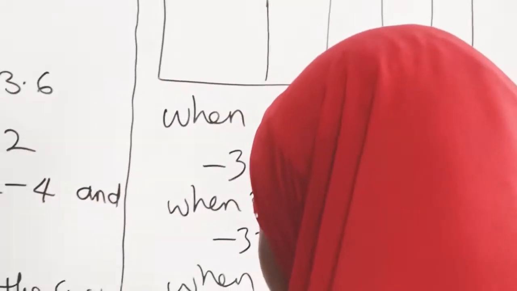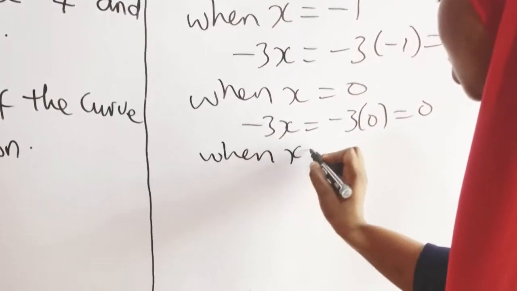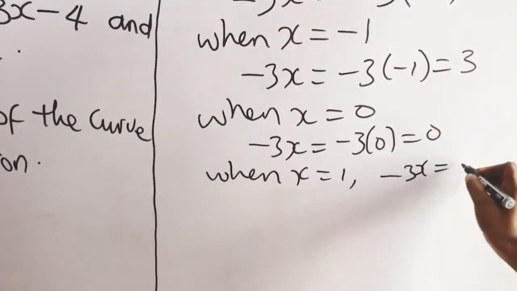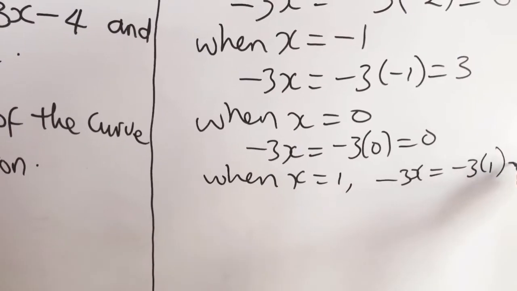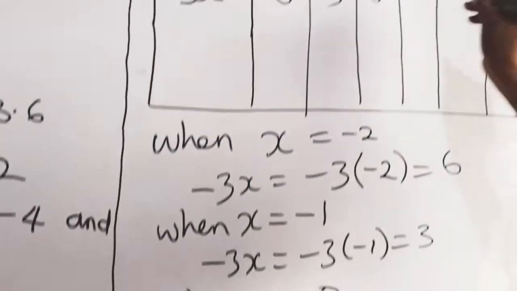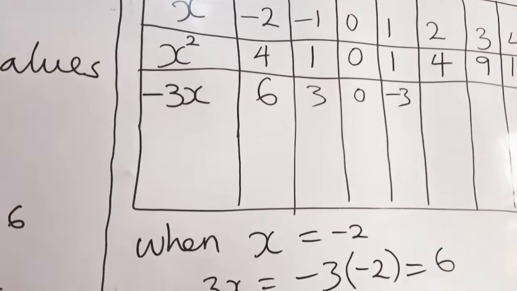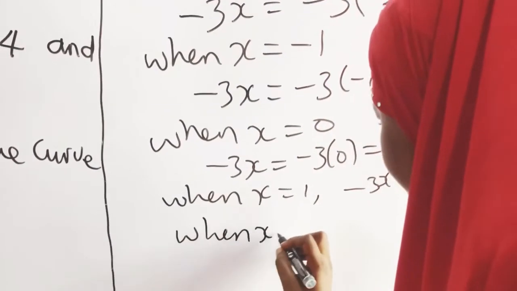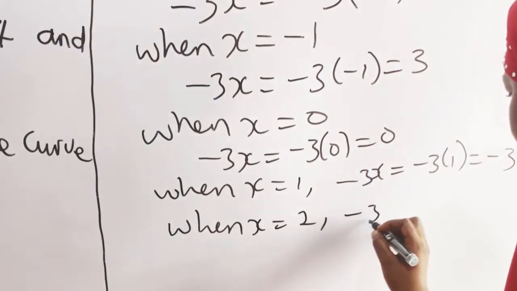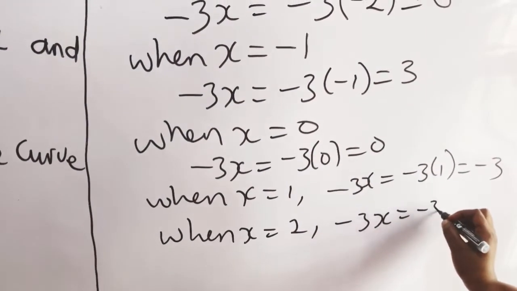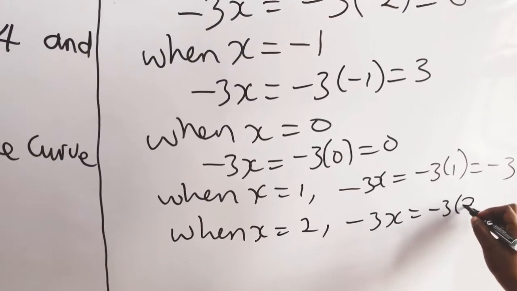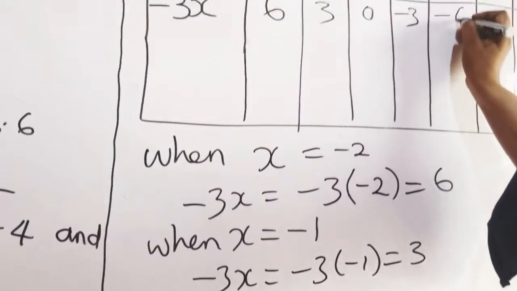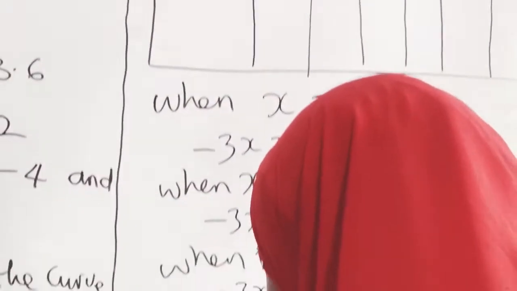So when x is equal to 1, -3x is going to be -3 multiplied by 1 and it's going to be -3. So -3 here. So when x is equal to 2, -3x is going to be -3 multiplied by 2, and that is equal to -6. So write -6 here, and so on like that.